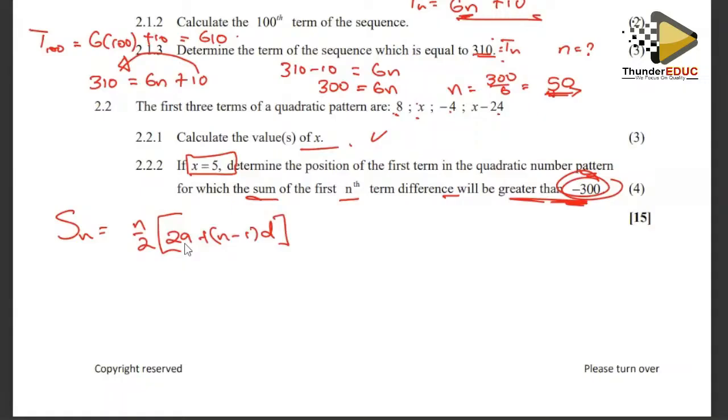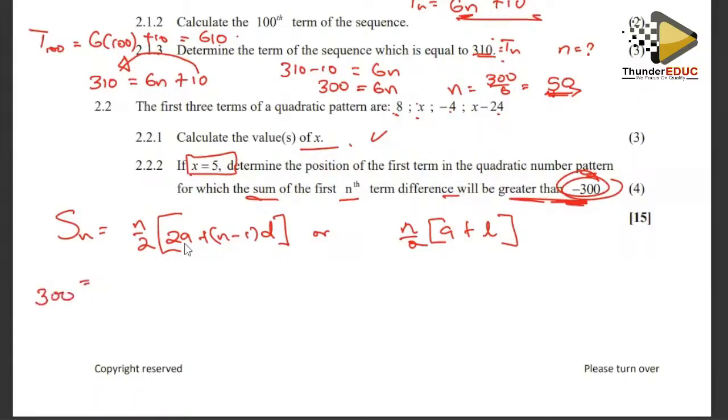Okay, so let's see. What are we going to do here? Alternatively, you could also use sum that is greater than negative 3. Okay, we could use n over 2 into a plus l. Okay, so let's just substitute into the first one. I think it's going to be easier.